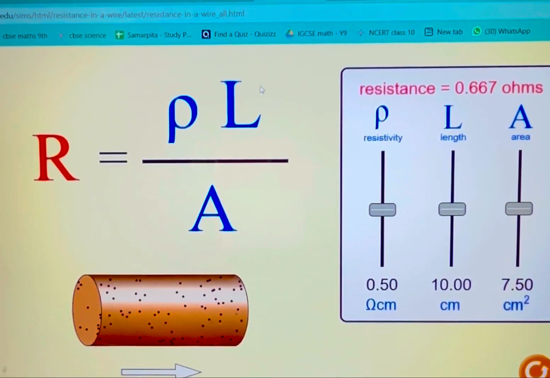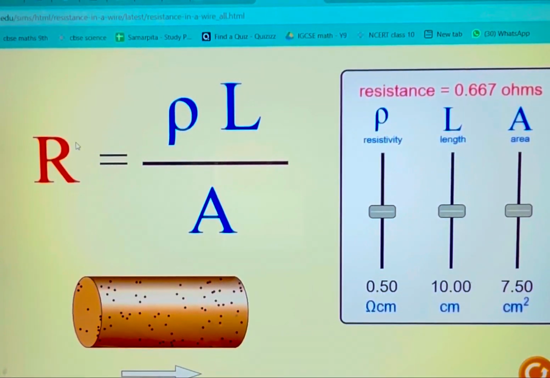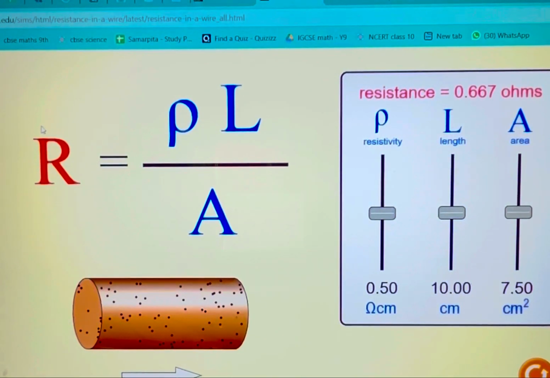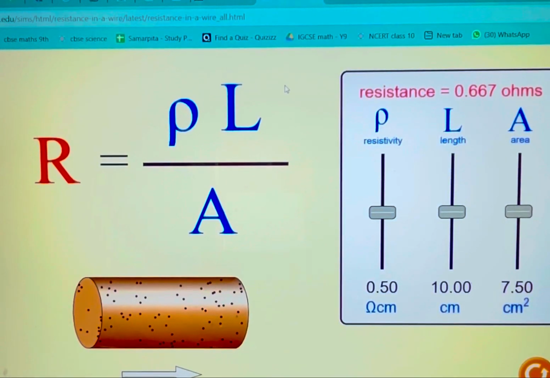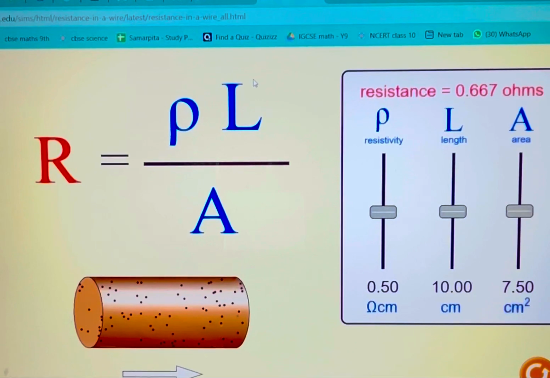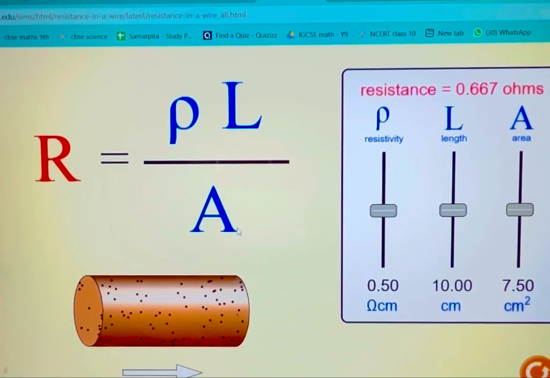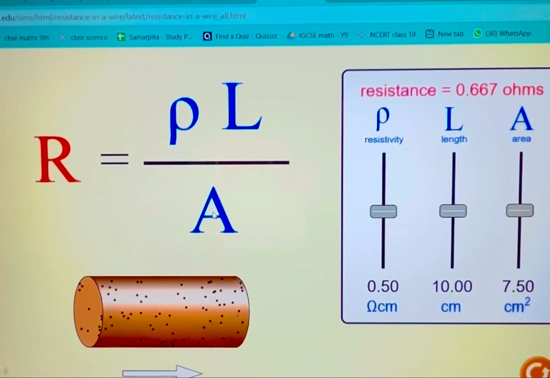So as you know, any quantity that is in the numerator is directly proportional to the quantity that we are measuring, which means if the quantity in the numerator increases, then the one which we are measuring also increases. For example, if you increase the length of the wire, the resistance also increases. Whereas the quantity which is in the denominator is inversely proportional to the quantity that we are measuring. For example, if the area increases, the resistance would decrease.